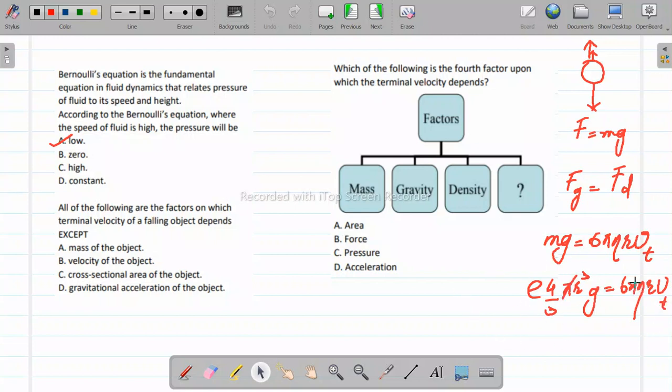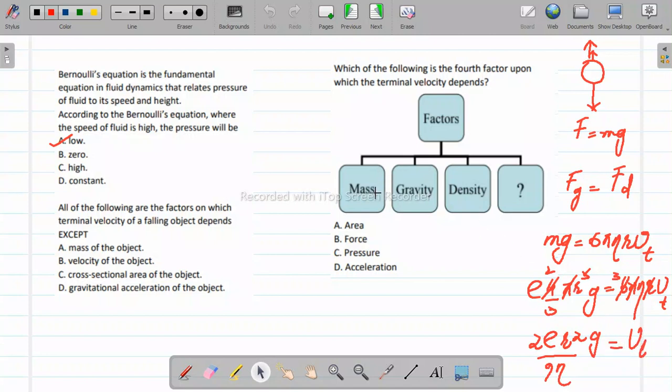This pi gets cancelled with this pi, and you can simplify these two, and you'd write rho r square, because this r gets cancelled with one of these r's, g over this eta, and this 3 into 3, that is 9. This is the expression for terminal velocity, right?